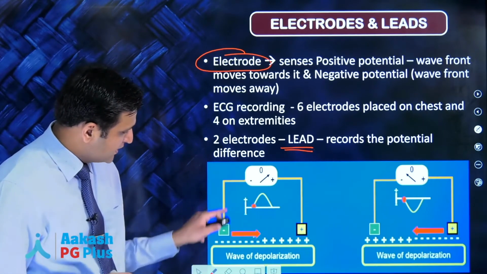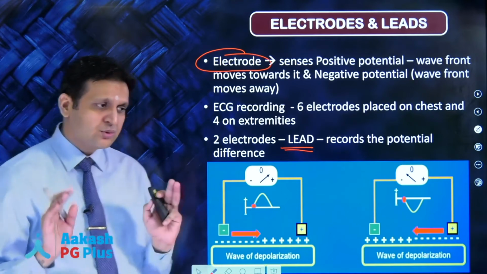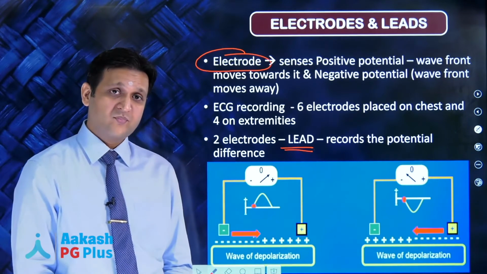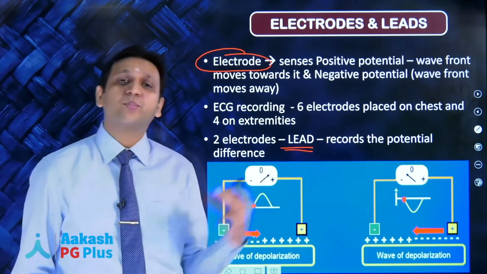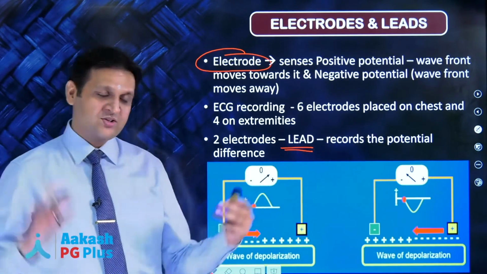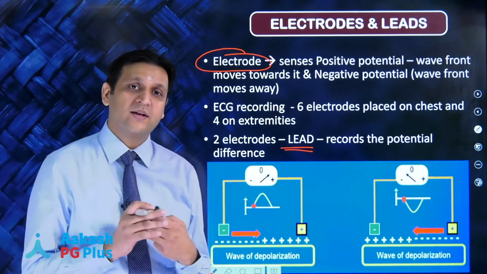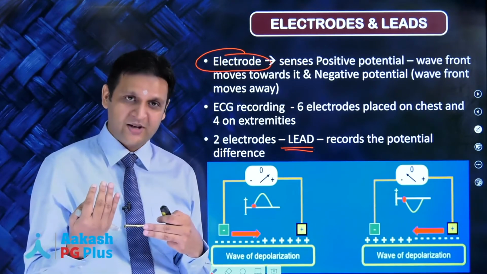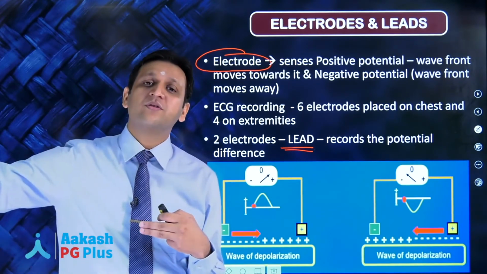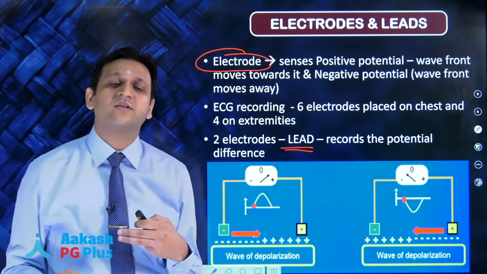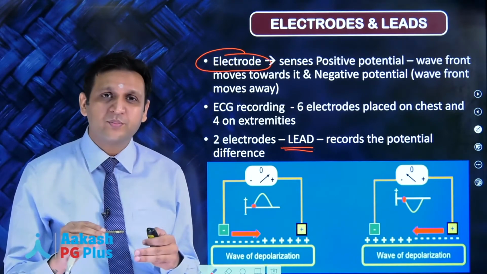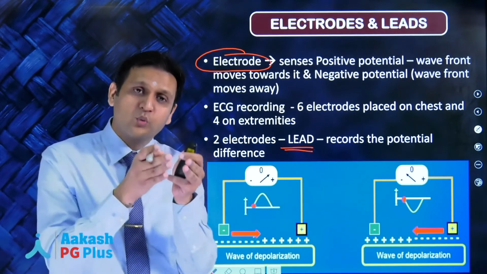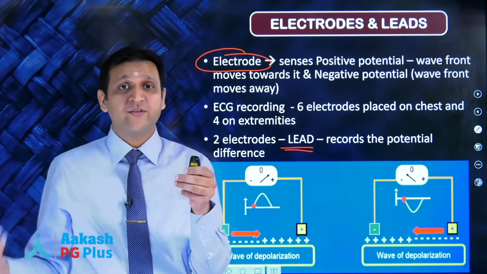Before we move on to focusing on this diagram, I just want you to imagine yourself standing on a railway platform, and a train is approaching you. What happens when the train is approaching you, blowing the horn? The nearer it comes to you, the louder you hear the sound, right? The farther the train goes away from you, the less you hear the sound. A similar principle is what happens when electrical impulses come either towards the electrode or move away from the electrodes.